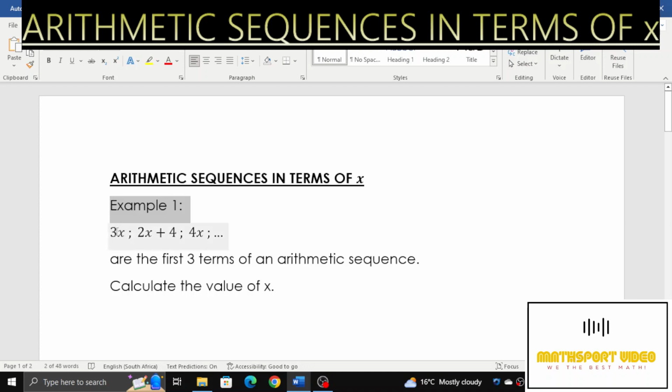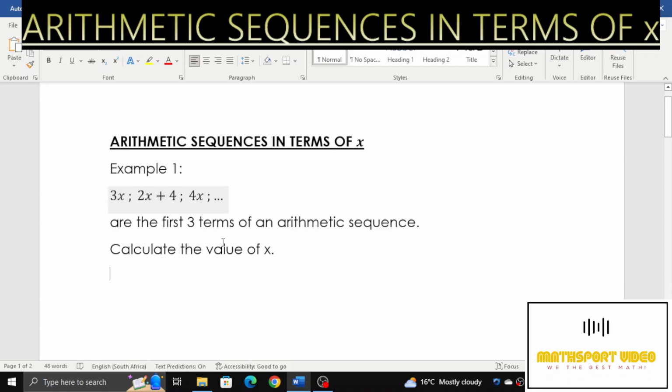So here we have a sequence, and as you can see in the sequence, the first term is in terms of x, it's 3x, and then your second term is 2x plus 4, your third term is 4x, and so on and so forth. Now, these are the first three terms of an arithmetic sequence, and the question is asking us to determine the value of x such that it satisfies the fact that it is, of course, an arithmetic sequence. So, how are we going to do that?